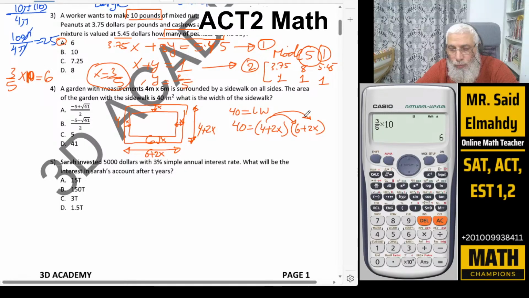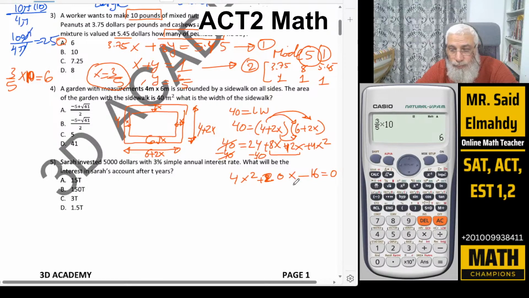We do FOIL. First: multiply first, 4 times 6 is 24, 4 times 2x is 8x, 2x times 6 is 12x, 2x multiply 2x is 4x squared. We subtract 40, so this cancels out. So 4x squared plus 2x plus, we multiplied 4 times 2 is 8x, 2 times 6 is 12x. So 12 plus 8x is 20x, minus 16, minus 40 plus 24 is minus 16, equal to 0.